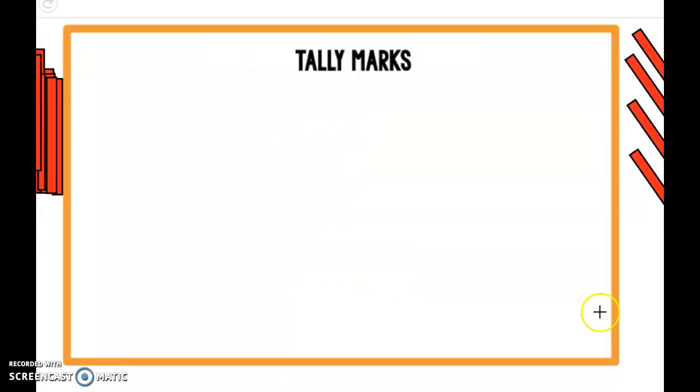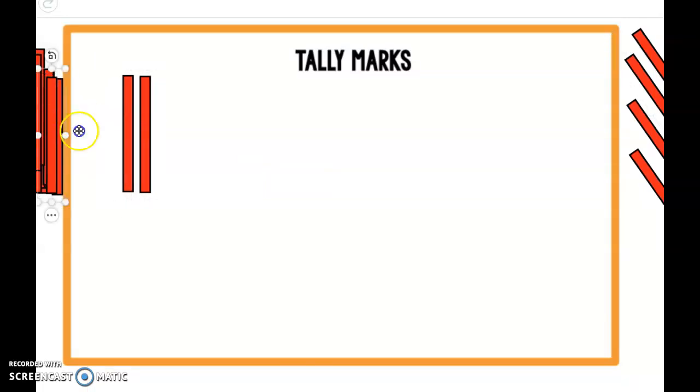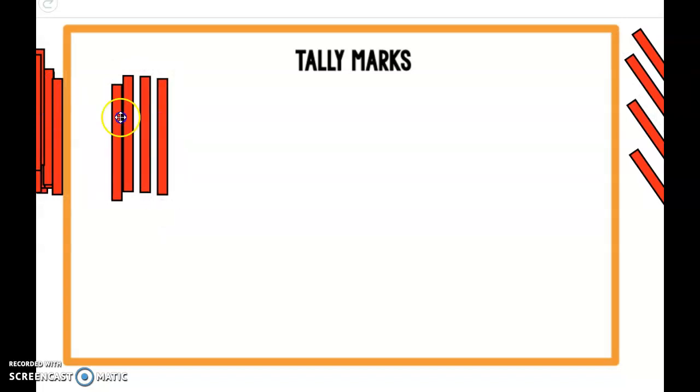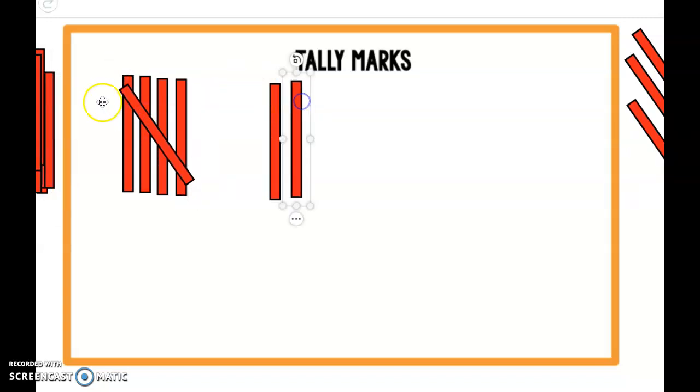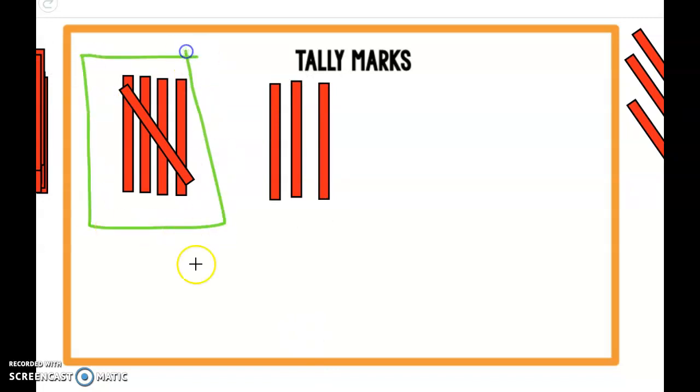Very good. All right, how does 8 look in tally marks? Let's count it out. 1, 2, 3, 4. Oh, what do I have to do with 5 when I make tally marks? I have to make a diagonal line. Diagonal line for 5. Start a new one. 6, 7, 8. So I have a group of 5 over here. So 5.